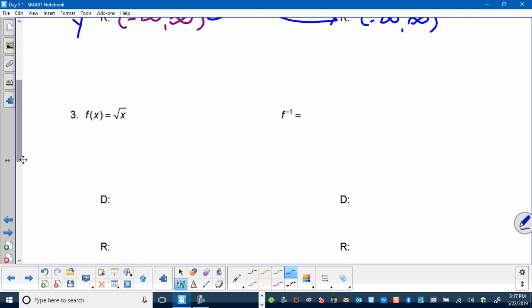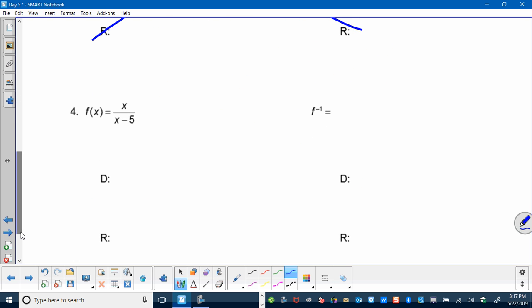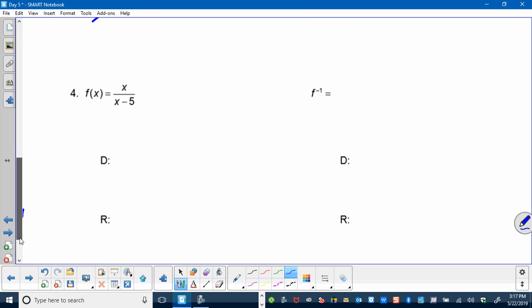Let's give that another try. Actually, for number 3, we're going to go ahead and cross all of that off. And for number 4, ooh, I like this one. Let's find our domain and range first. Domain: we know there's a fraction. We don't care about the top, but we know the bottom is not allowed to be 0. So we know x is not allowed to be 5. We write our domain as negative infinity to 5, union 5 to infinity.